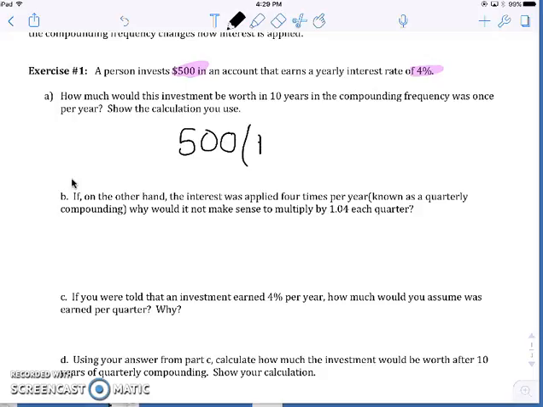So I'm going to do 1 plus 0.04 because this will multiply. It'll find 4% of it, but that plus 1 adds it to the entire amount, to the power of 10 years. So if we type that into our calculator here, 500 times that, we end up with $740 and about 12 cents.